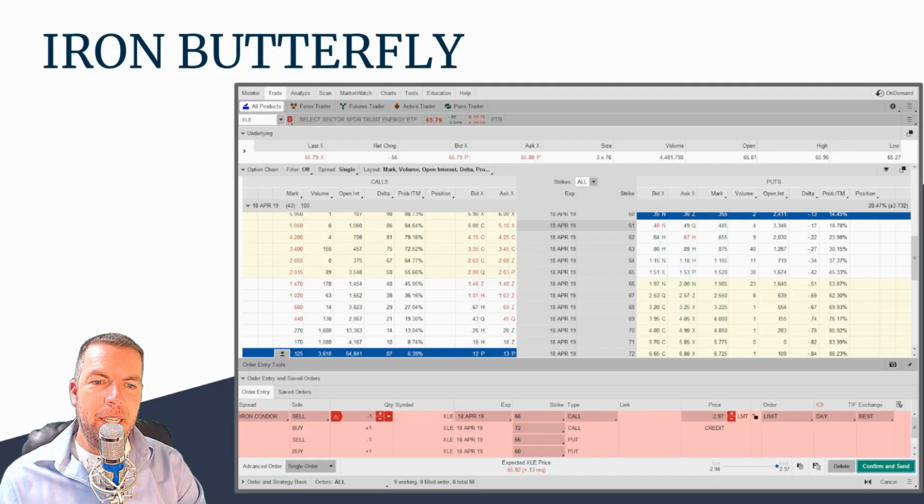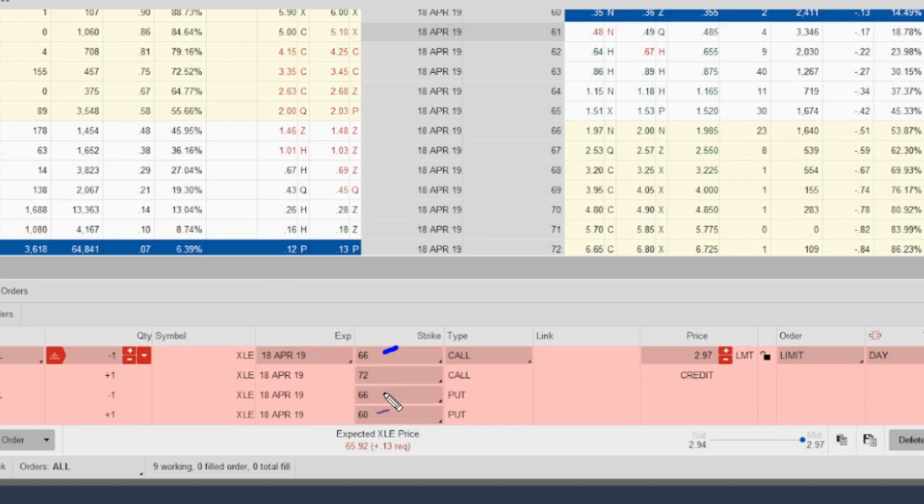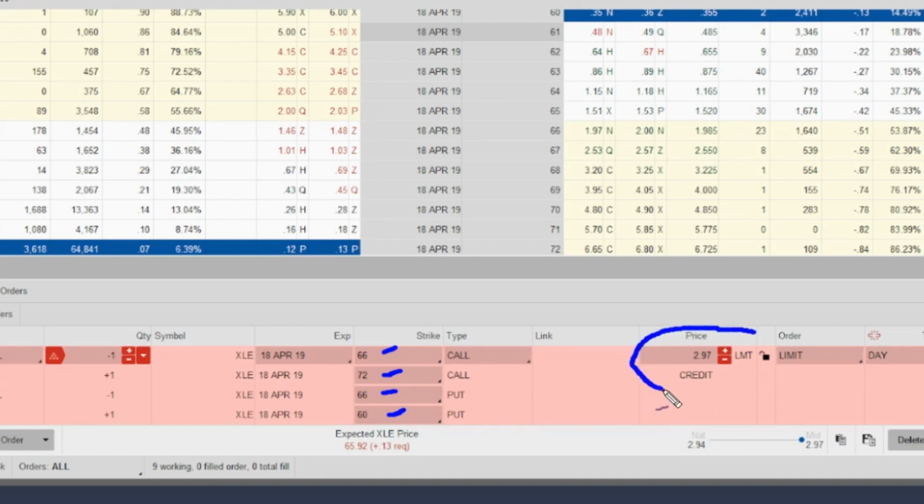So you can see that by doing that, selling that 66 call and then also selling that 66 put, and then coming out here and buying a $72 call and then buying a $60 put, you can see that for doing that, we're going to receive a net credit in our account of $2.97. You can see a credit right there.